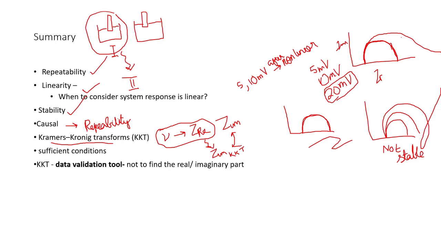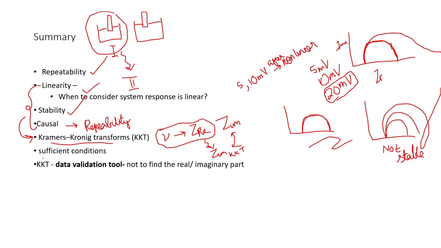So what does that say? Now what does that say? If the system is linear, stable and causal, it should obey the KKT. But these are only sufficient conditions. What does that mean? That means I cannot completely rely on that.